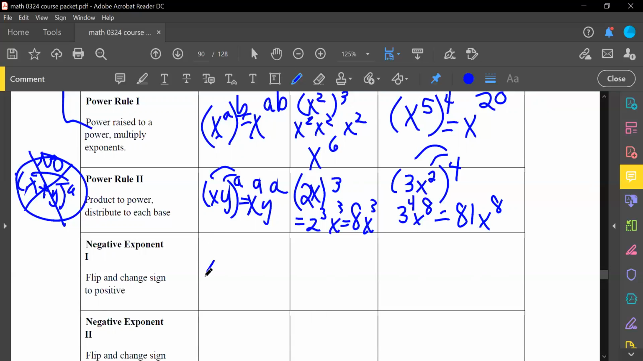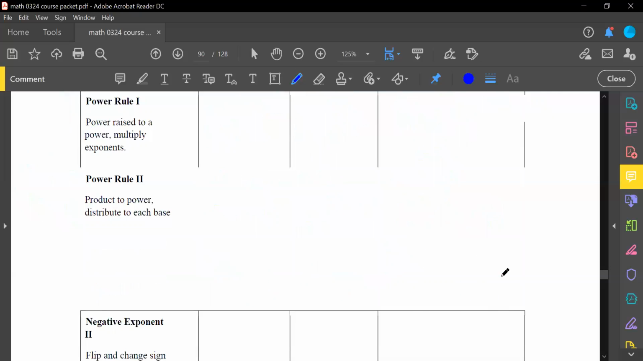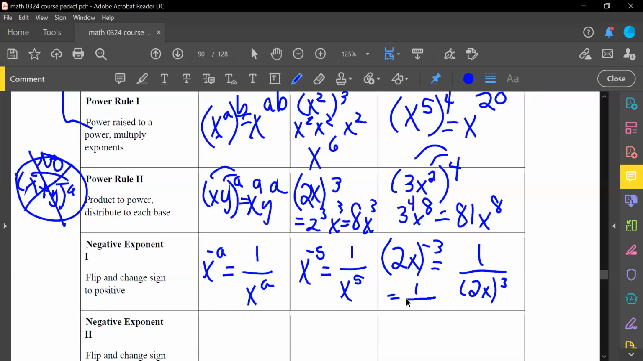So if I have x raised to the negative a power, well, we want to get rid of the negative. So basically it says flip and change the exponent to positive. That's all you have to do. So if you have x to the negative 5th, that means 1 over x to the 5th. And let's do another example. If I have 2x to the negative 3rd, that means 1 over 2x to the 3rd. And I can simplify that. 2 cubed is 8, so it's 1 over 8x cubed.